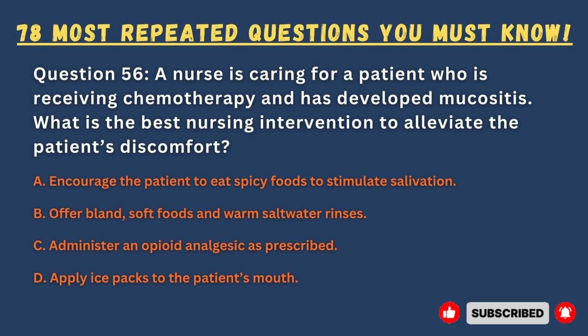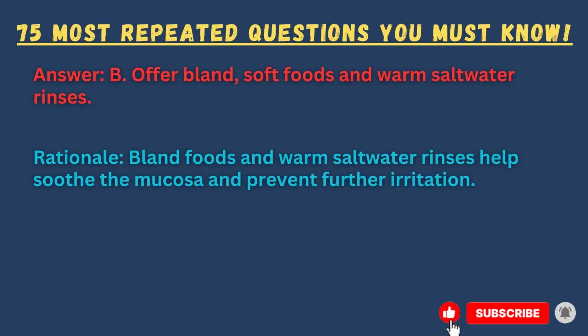A. Encourage the patient to eat spicy foods to stimulate salivation. B. Offer bland, soft foods and warm saltwater rinses. C. Administer an opioid analgesic as prescribed. D. Apply ice packs to the patient's mouth. Answer: B. Offer bland, soft foods and warm saltwater rinses. Rationale: bland foods and warm saltwater rinses help soothe the mucosa and prevent further irritation.